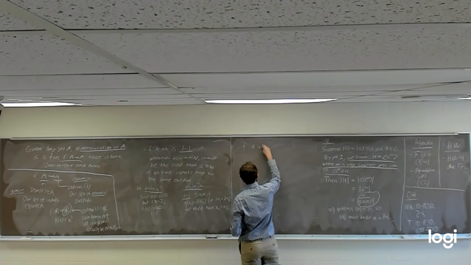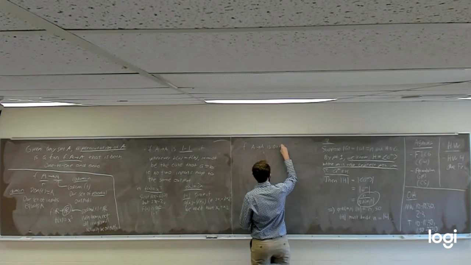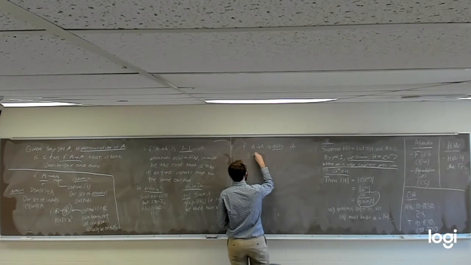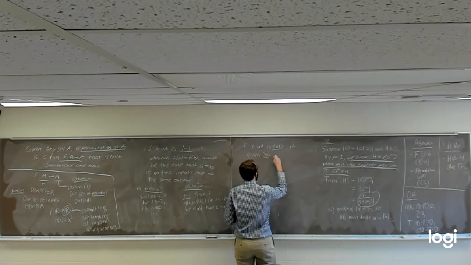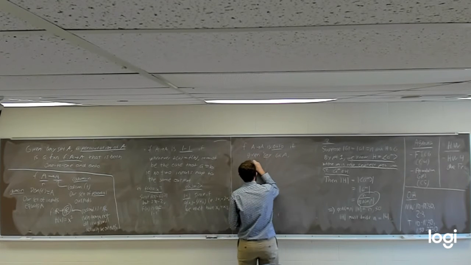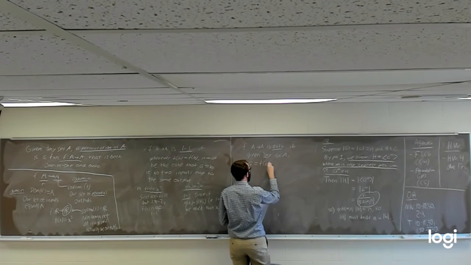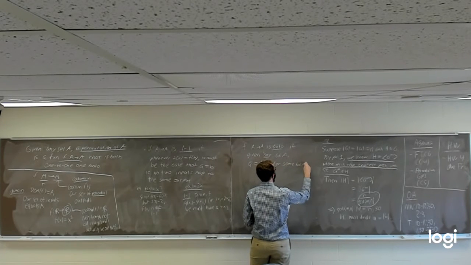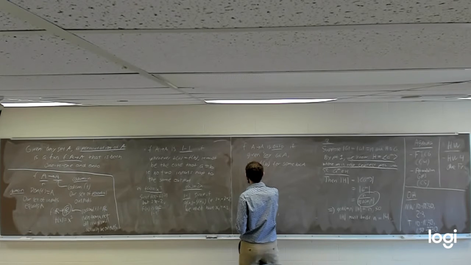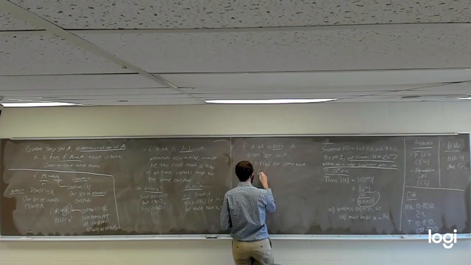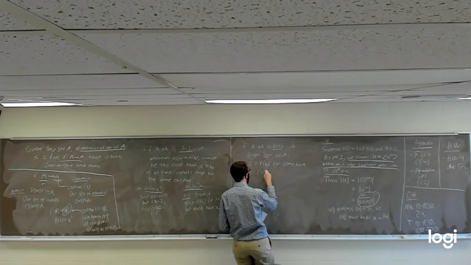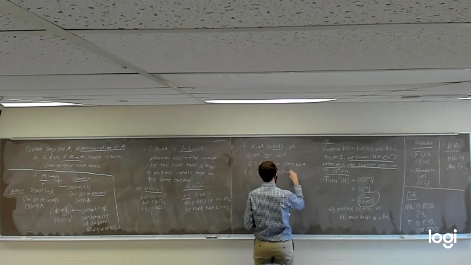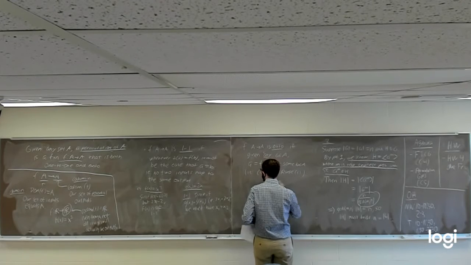A function from A to A is onto if, given any element in A, it has to be equal to f of b for some b in A. Which is a fancy way of saying, or a less fancy way of saying, the codomain of our function f is going to be equal to the range of function f.